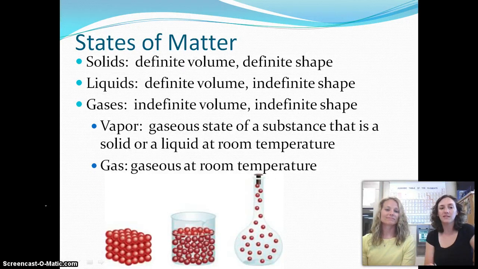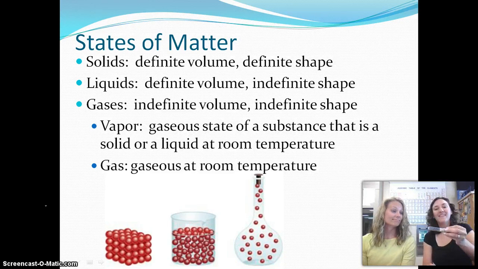States of matter. You all know these, and you're all going to tell me, but Mrs. Kelly, there's a fourth one, plasma. Yes, there is, but we don't deal with that in chemistry very often, so we're only going to deal with solids, liquids, and gases. So make sure you fill in your chart in your guided notes. Solids have a definite volume and definite shape. We have an example here. These are nickel balls, I guess. And they all have definite shape and definite volume. Each one has their own individual shape and volume.